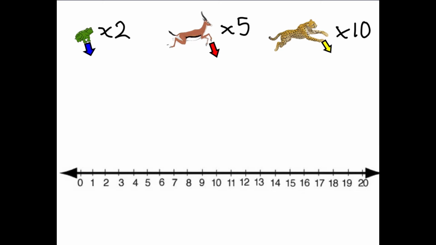So if I use the frog, I'm going to pull him down here. He can only jump in 2s. 2, 4, 6, 8. So we can use him to show the 2 times table.